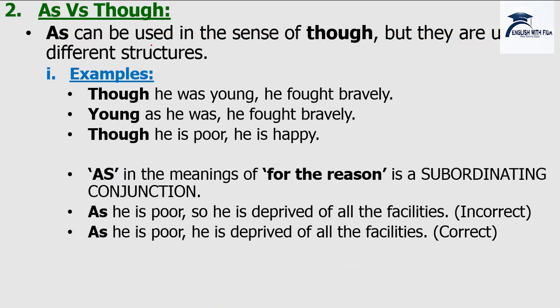Number two, as versus though. As can be used in the sense of though, but they are used in different structures. For example, "Though he was young." Though can be used before the subject. He is the subject of the clause, so you can use though. If your clause begins with an adjective, young, then you will use as: "Young as he was." Don't write "young though he was."